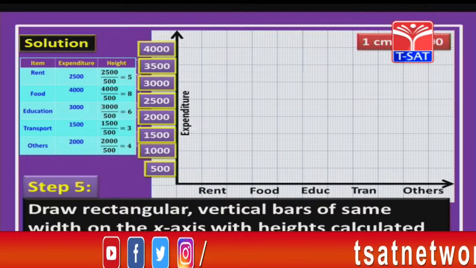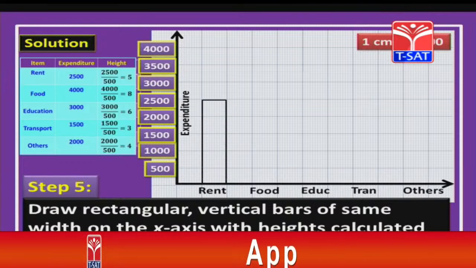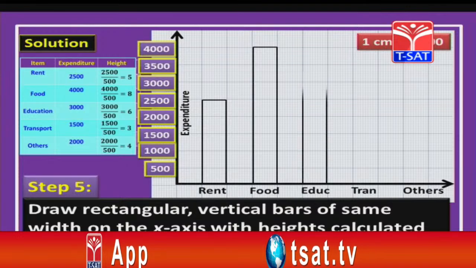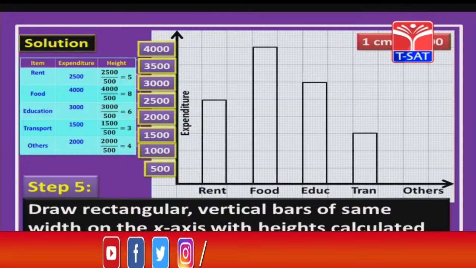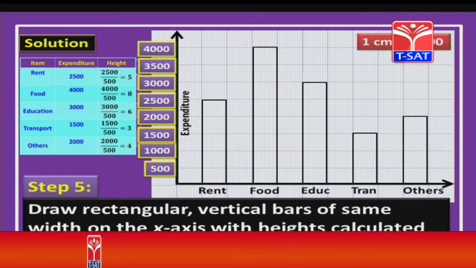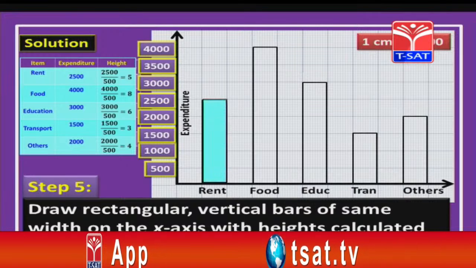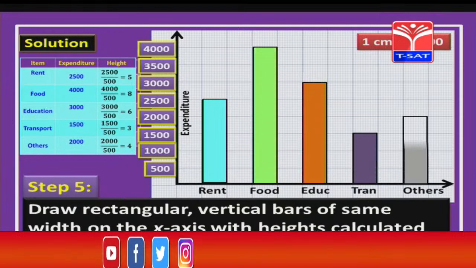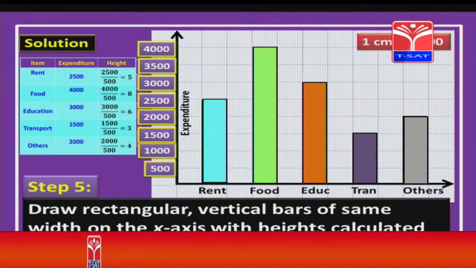First for rent, 5 units or 2,500 rupees. We will draw a bar as shown. Again for food it is 4,000 rupees or 8 units. For education it is 3,000 or 6 units. For transport it is 1,500 rupees or 3 units, and for others it is 2,000 or 4 units. Again we will color these bars. Yes, you can see the different colors, so that our bar graph looks very attractive. Okay children, I think you have understood drawing the bar graph.